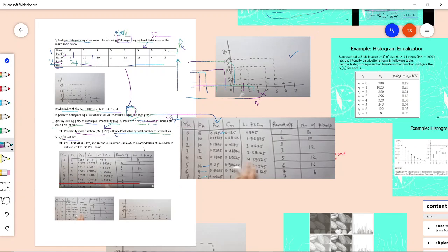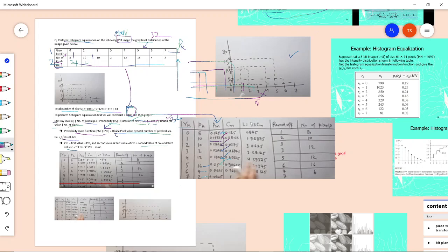See here, the first value is the first one, the second value of PM and the second CM. So the second value of PM and the first value of CM, these two combined give the second value, and these two combined give the third value, and these two combined give the next value, and so on. So the previous CM value plus the next PM value gives the total cumulative number.